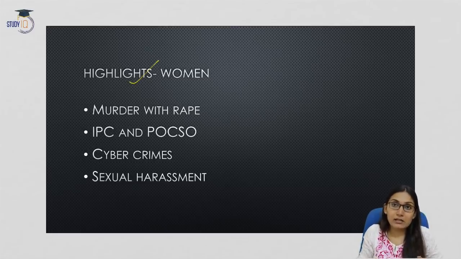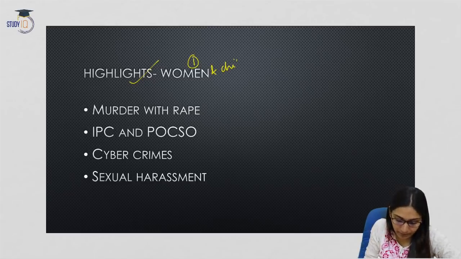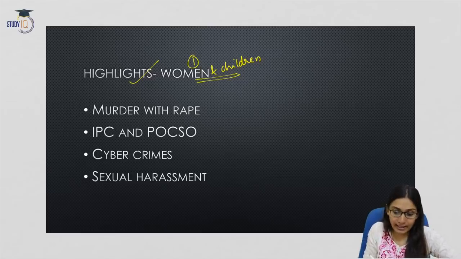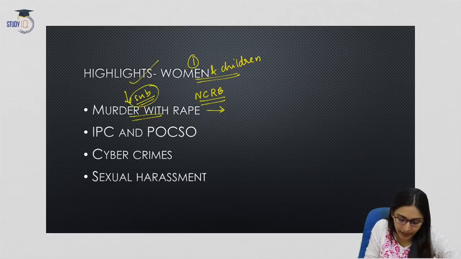So let us categorize it into different important categories. The first one, women and children. So let us see the first category, women and children, and what are the important highlights. Now, in the case of women and children, the National Crime Records Bureau has recorded murder and rape for the first time. So this is a subcategory under the category women and children.